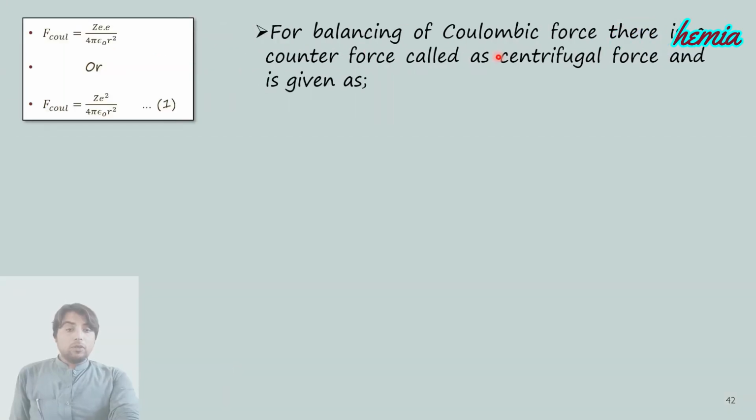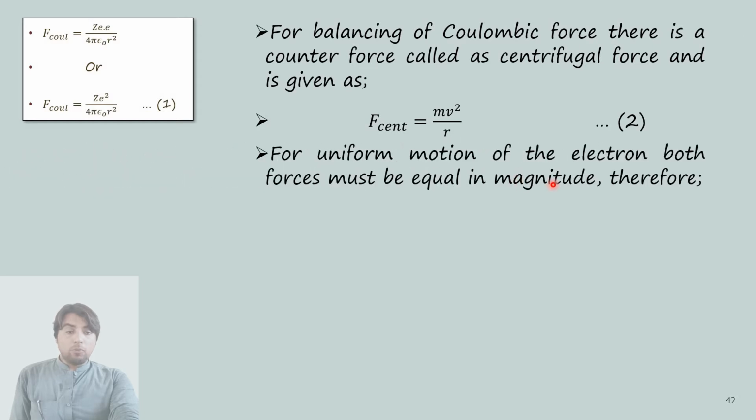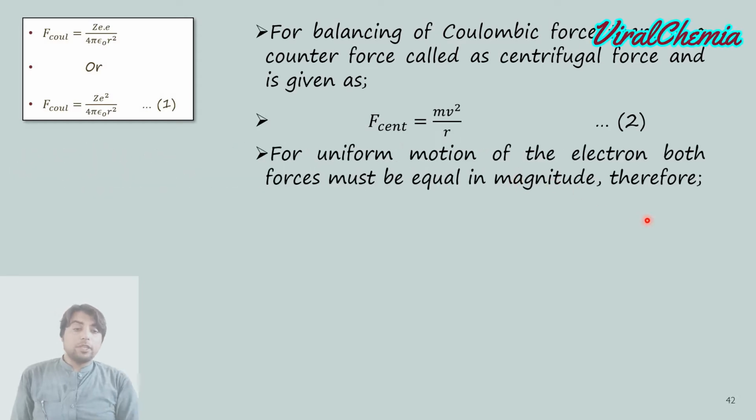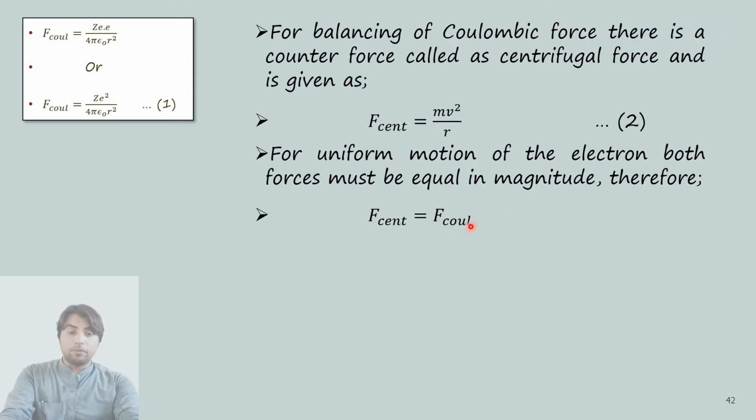Now, for balancing of the Coulombic force, there is a counter force called the centrifugal force, which is given by F centripetal equals mv square divided by r. Now, for uniform motion of the electron, both forces must be equal in magnitude. Therefore, F centripetal must equal F Coulombic. F centrifugal must be equal to F Coulombic, which is basically the centripetal force. So F centrifugal equals mv square by r, whereas Coulombic is Ze square divided by 4 pi epsilon naught r square. So we get this equation.